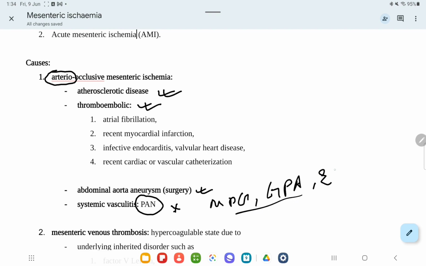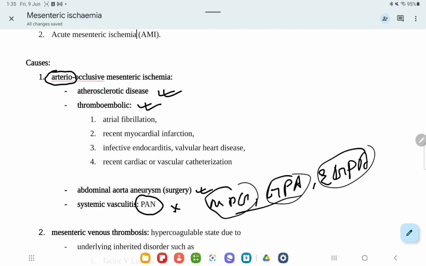EGPA maybe. These are the small vessel vasculitis. In another video, you will find some theoretical discussion on this topic, that is MPA, GPA, and EGPA. Now our topic is arterial occlusion. Number one, atherosclerotic disease, and number two, thromboembolic manifestation.